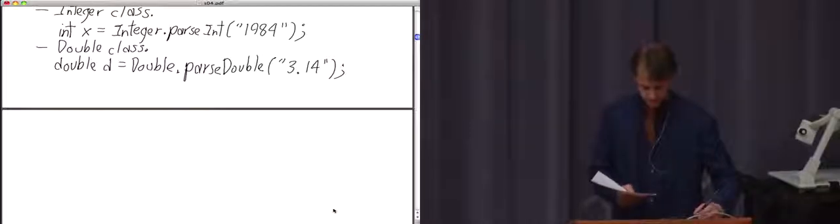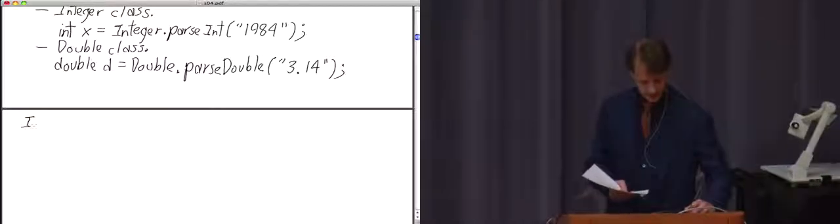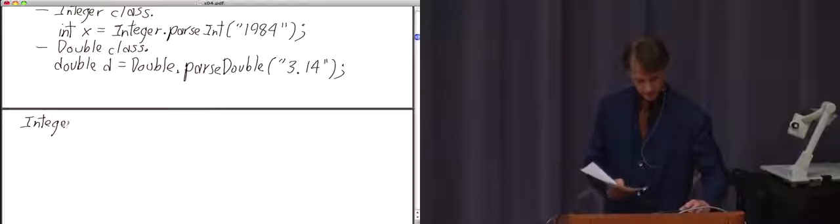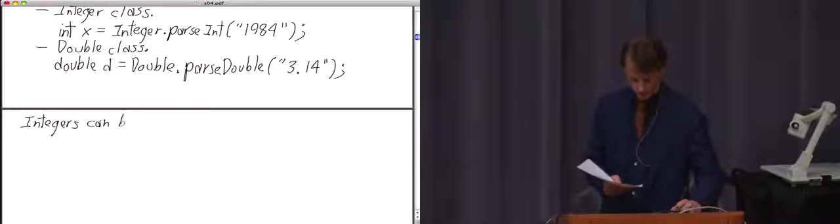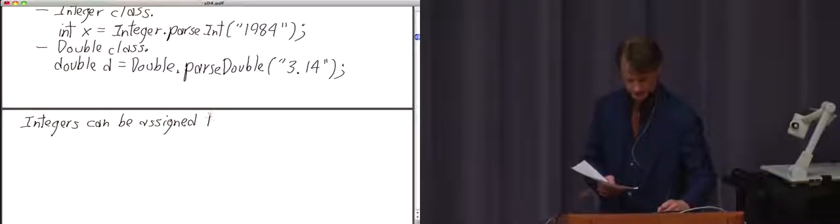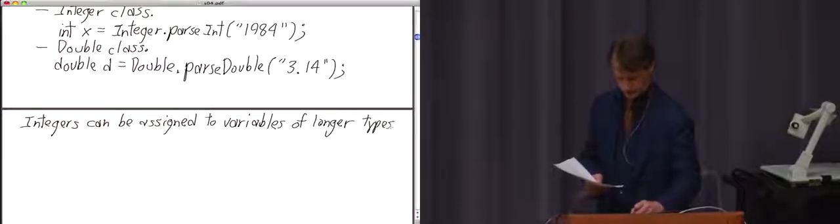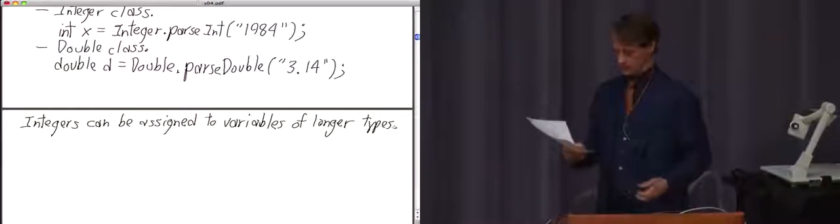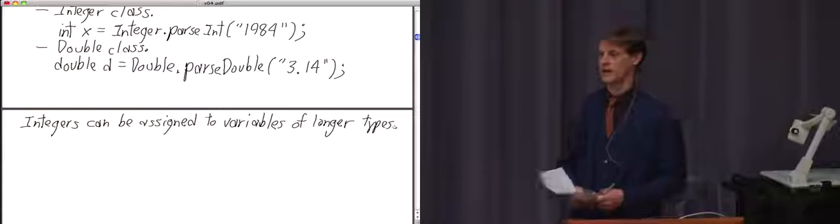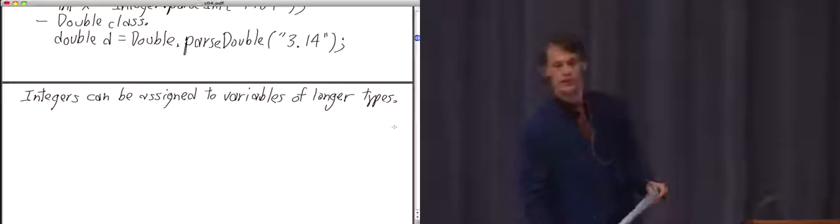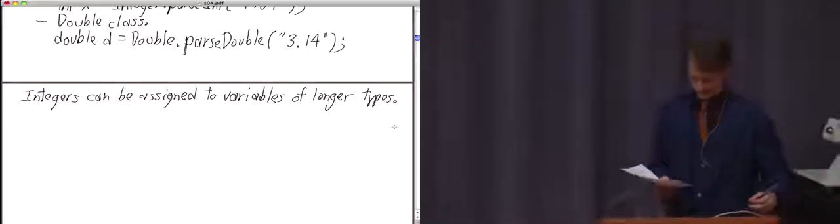So Java has rules for converting between different types. And one of those rules is that Java will allow you to straightforwardly assign integers to integers of longer types. But if you want to do the opposite, assign a value to a variable of a shorter type, Java wants you to promise it that you know what you're doing, because you might be throwing bits away.